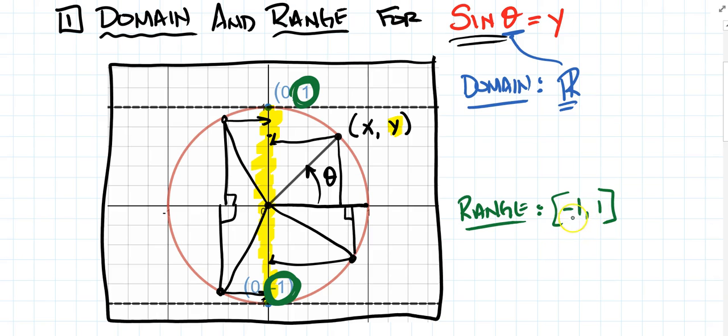By the way, note that you can have -1 and 1, so those are members of the range. Otherwise, my answer would have looked like this with the parentheses, but that's not correct. They can be 1 or -1, so it's a special note. Take a look at that. So again, domain is all real numbers for the sine function, and the range is trapped between -1 and 1.